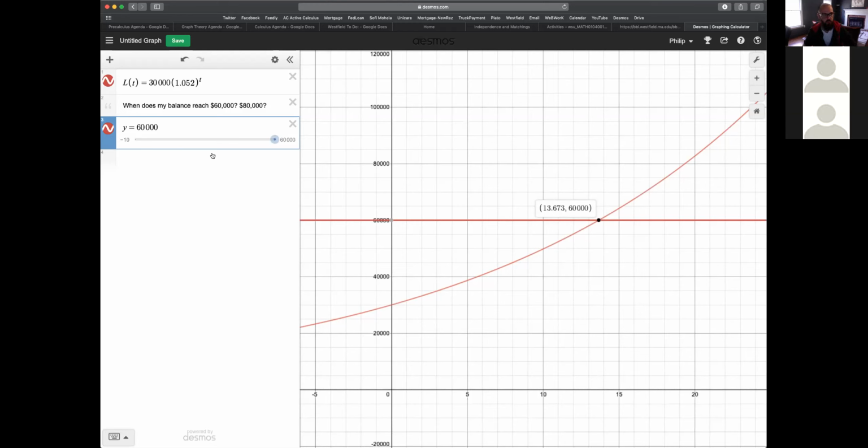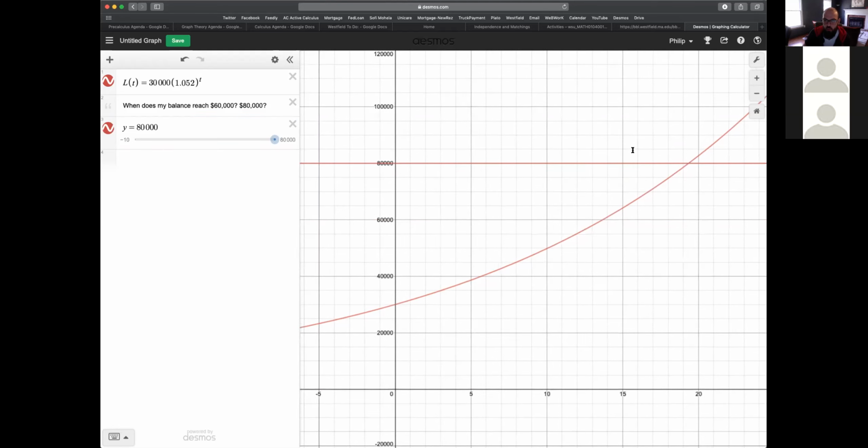Similarly, we could do the same thing for 80,000. If I change this to 80,000, we can see we'll reach 80,000 after about 19.348 years. Sometimes we want to be more precise than this, depending on what our units are. Let me click on this point again. This 348, maybe we want to be more accurate. As mathematicians, we ask ourselves how we can get the most precise answer, or how we could figure out the exact answer to this question, to be as precise as possible.